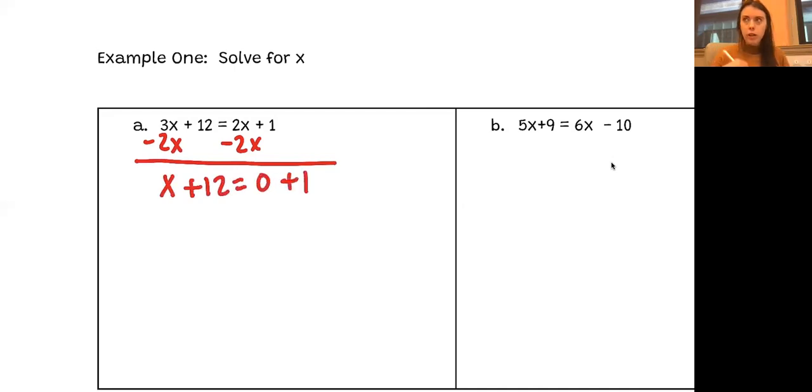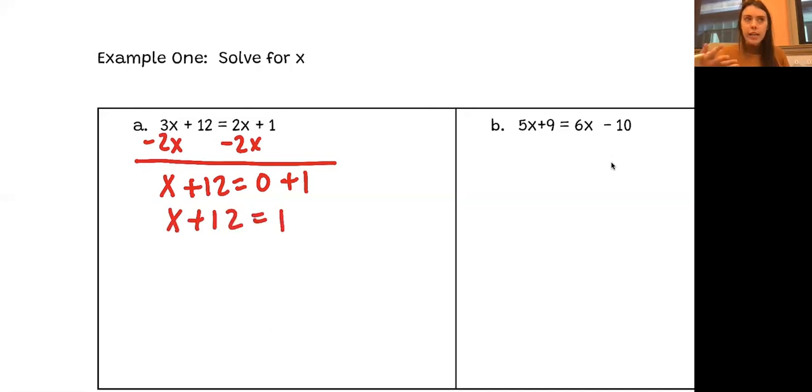And notice when I subtract 2x on both sides, I'm only subtracting it by its like term. So 3x and 2x are like terms because they both have x's. But like 12 and 1, I'm not going to subtract 2x from 12 because 12 doesn't have any variables in it, so we can't combine those. So this ends up being x plus 12 equals 1. Those are the same thing.